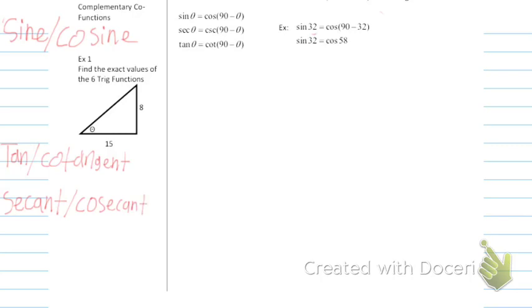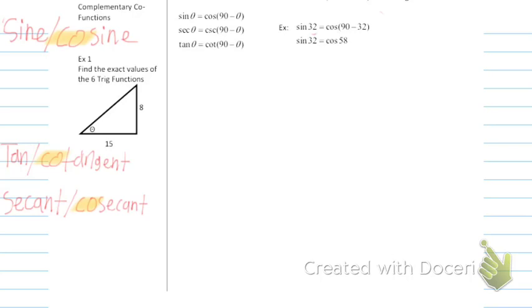So notice how there's "co" before every word. So for example here, cosecant, cotangent, and cosine. So that's one way of remembering them as the complementary cofunctions for the previous trig functions.